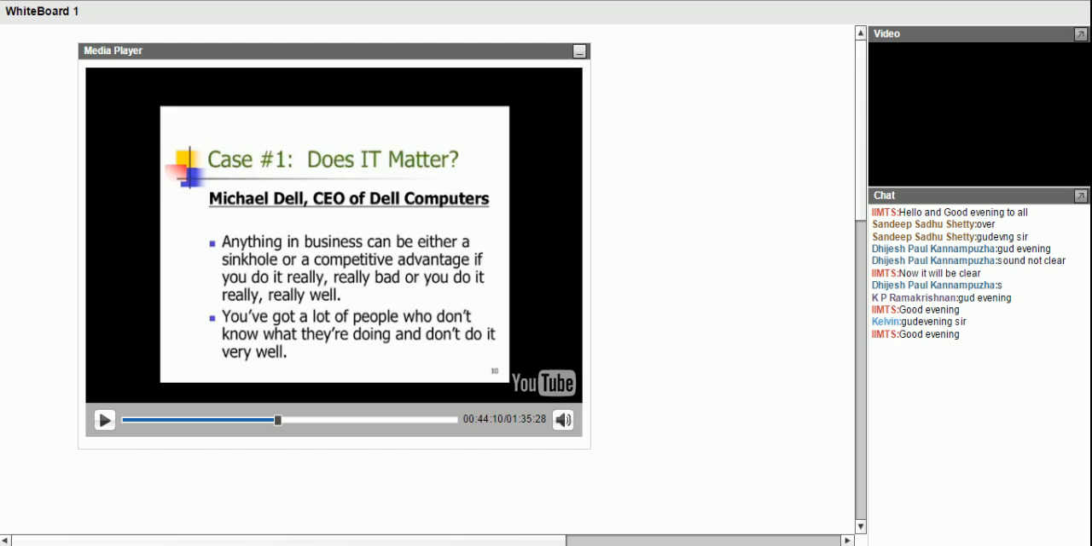about the strategic development of the IT.